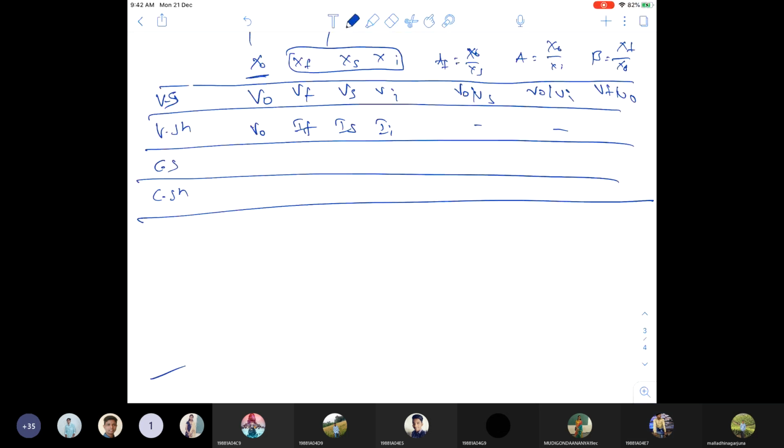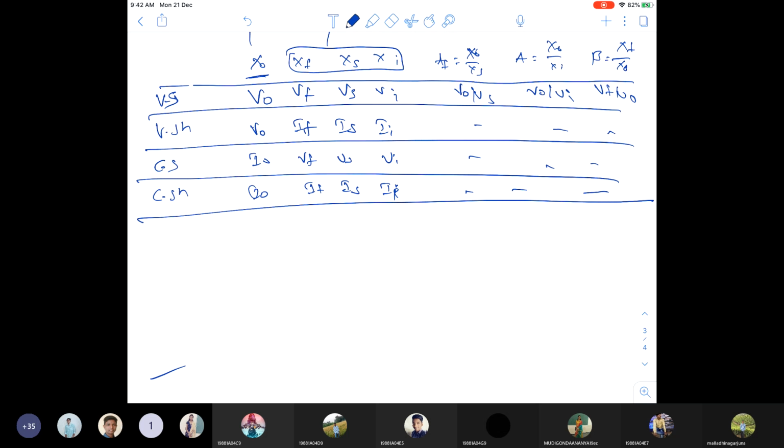Okay, so based on this, you can fill this. Next, current series, which is I naught, Vf, Vs, Va. This is I naught, If, Is, Ia. So you can fill these three. Please remember this table. It helps a lot for your future derivation part. This is very important. You need not add anything to this table.